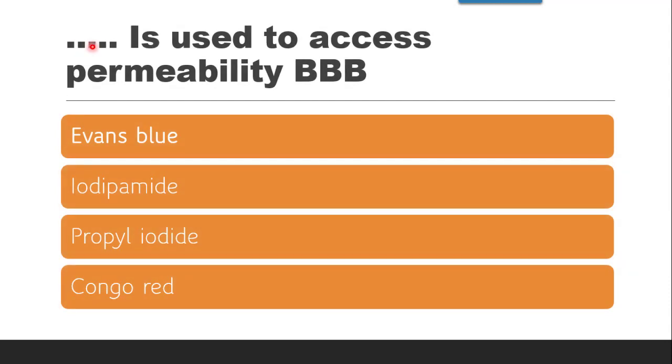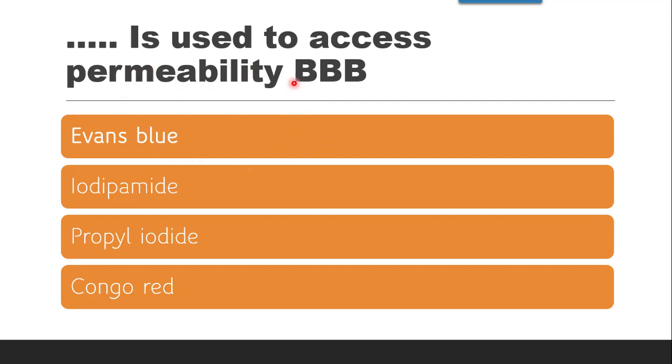Next question is, dash is used to assess the permeability of the blood-brain barrier, BBB. Now again it comes to the application part of the diagnostic agent, like cell viability. The blood-brain barrier capacity or permeability can be checked by the dye called Evans blue. When Evans blue is injected IV, it enters the bloodstream and binds with the plasma protein albumin.